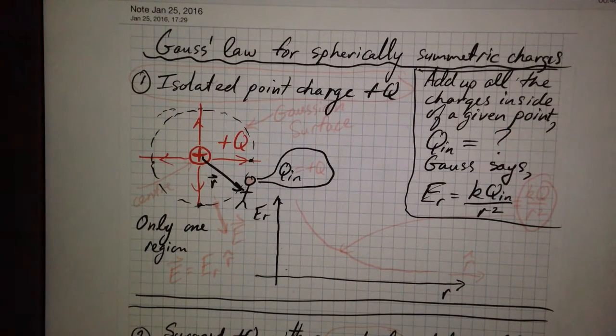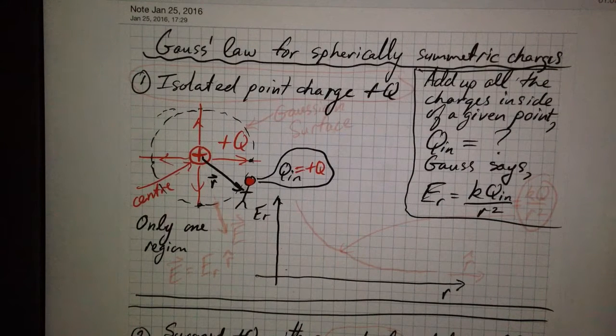So for the point charge, here's your little Gaussian dude. I just gave him a red face. And the question he always asks is, how much charge is inside of this point where I am? I'm a distance r from the center, being right where the charge is. And in this case, of course, the answer is plus q, right?